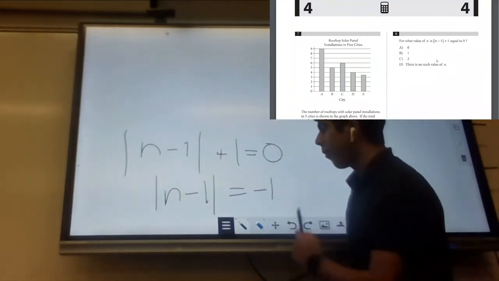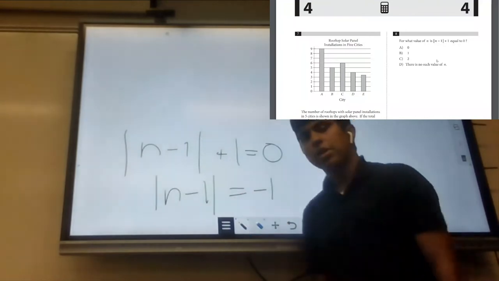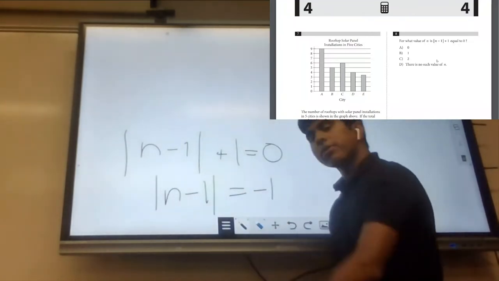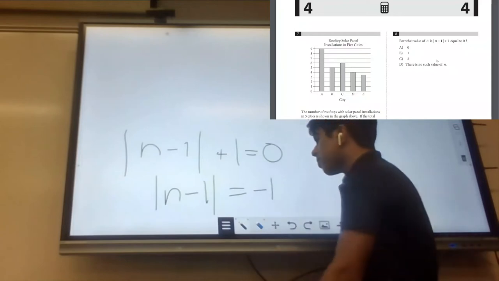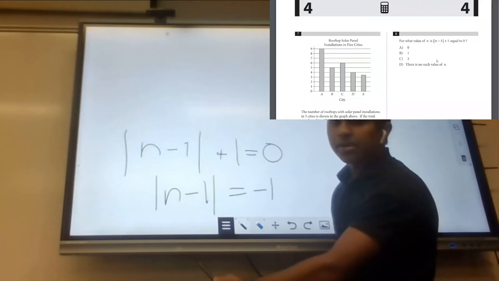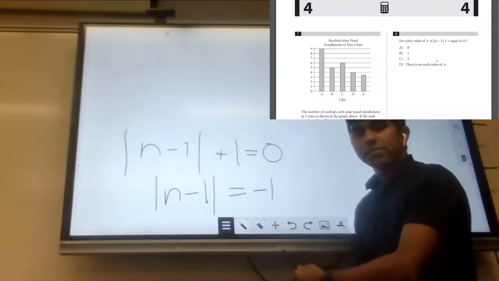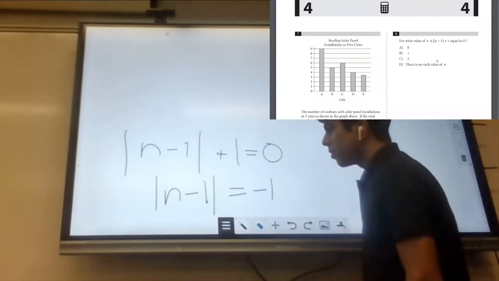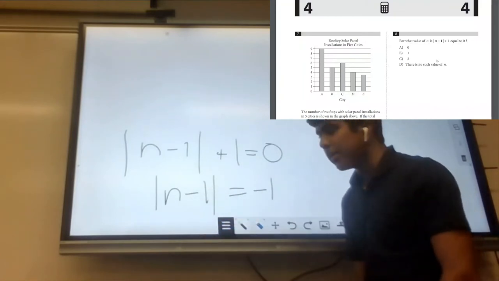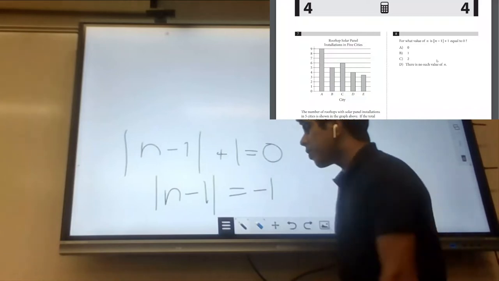Now, just take a look at that for a second, right? Tell me if you see anything wrong. Do you see anything wrong with that equation? Well, the thing that's wrong with this equation is that on this side, you have an absolute value of something, and this side is negative. The whole point of absolute value is that it's going to give you a positive something, kind of like squaring something.